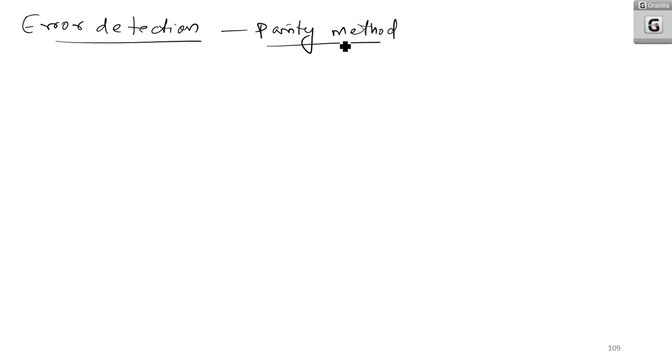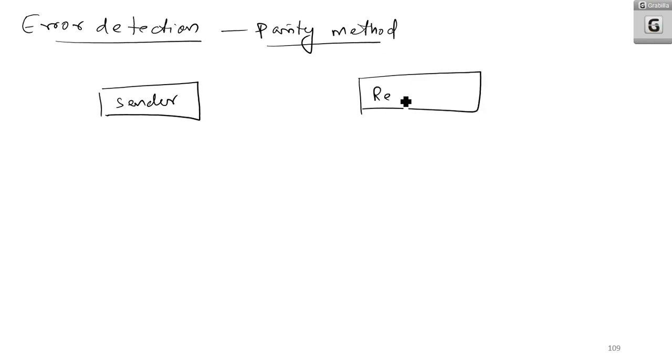To have an introduction about why we are using error detection codes, assume that you are having a sender part for information transmitting. You are having a sender part and a receiver part. Information will be passed from sender to receiver, and that information is again in binary format.